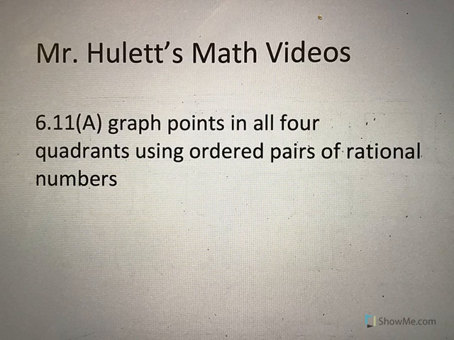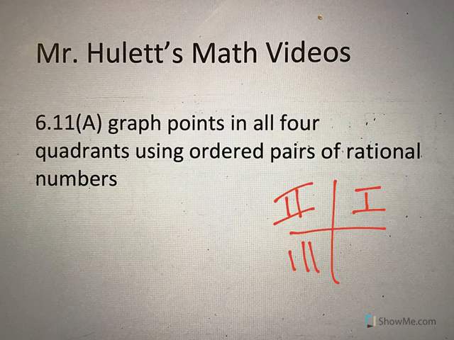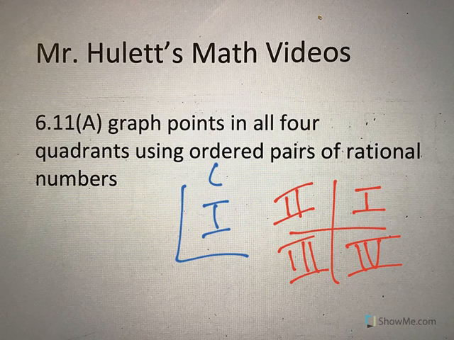All right, in this video, we're going to be talking about graphing points in all four quadrants using ordered pairs of rational numbers. So what this basically means is that we're graphing coordinate pairs in all four quadrants instead of just one. Now, when you first started graphing, usually you graphed in just quadrant 1, where all your coordinate pairs, x and y, are positive. Now, it's going to change a little bit in middle school, because again, we're going to be able to graph in all four quadrants.